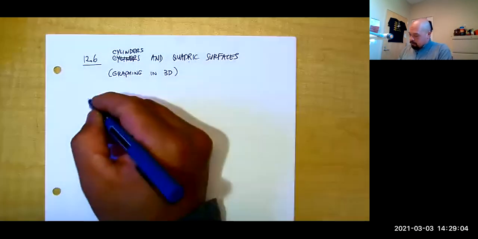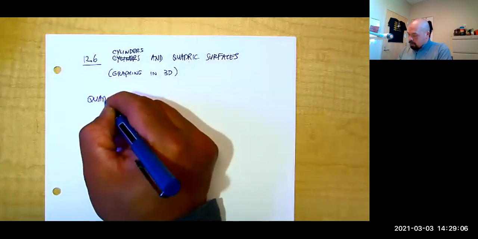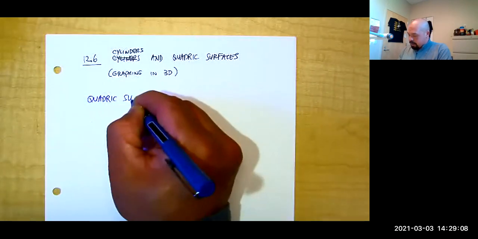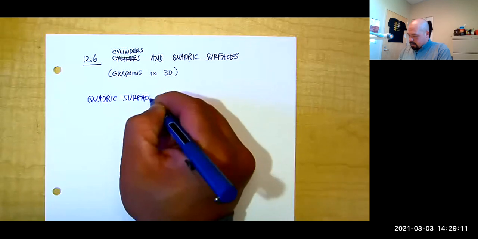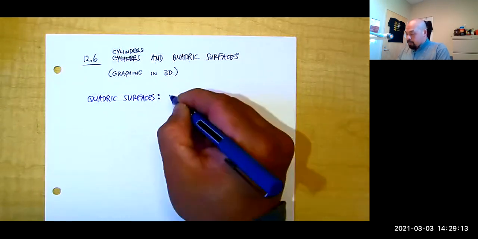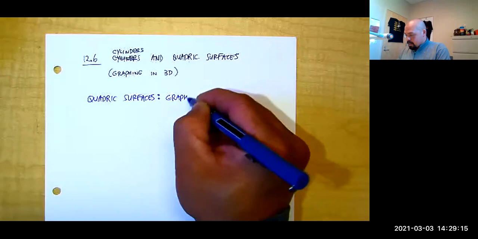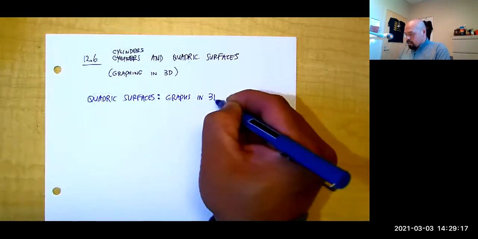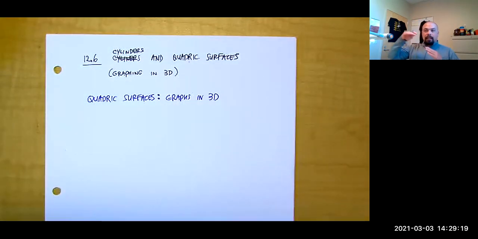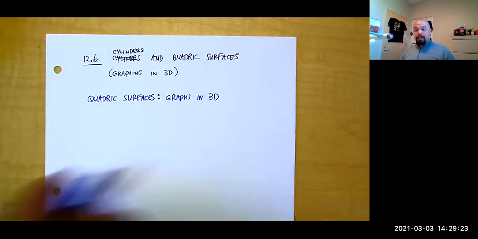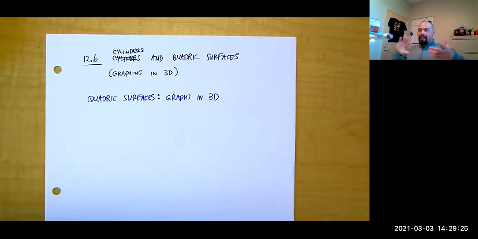But these quadric surfaces, these are going to be graphs in 3 dimensions, right? So that's where we get this surface. Instead of just like a line, a curve. Now that we have 3 dimensions, it's going to be more of a surface. I kind of think like a sheet of paper being folded, being manipulated in space.